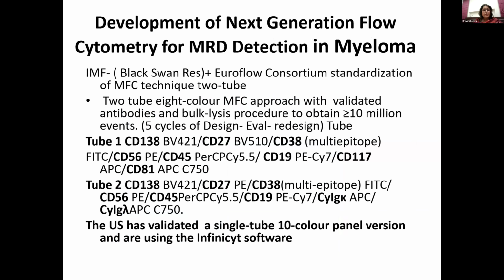So the next generation flow, if someone wants to start, there are the EuroFlow guidelines, which say at least 2 8-color tubes have to be there, and each tube 5 million, so you should have total 10 million events to give a good report. Now, the markers were already talked about, so I'm not going into the details, but you look at clonality also by kappa lambda, and you look at the aberrancies, and you gate by CD138 and CD38. Then the US validated a single 10-color tube, and that was used in Mayo Clinic. So one can go in for any of these two.